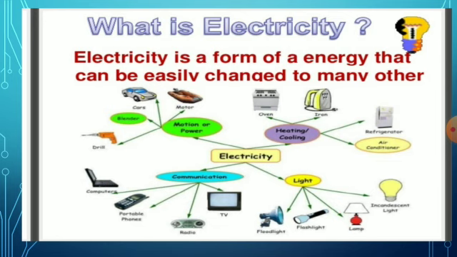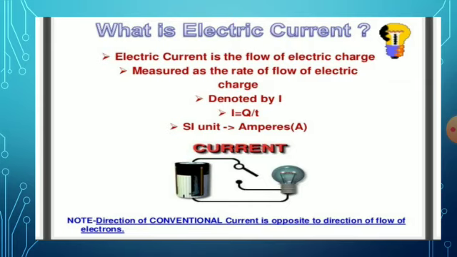Here a picture is given. Electricity is used in many forms, that is for light, communication, heating and cooling, motion or power. What is electric current? Electric current is the flow of electric charge.